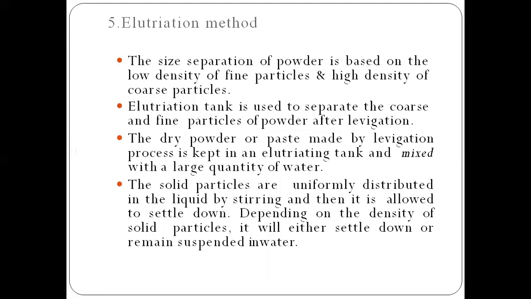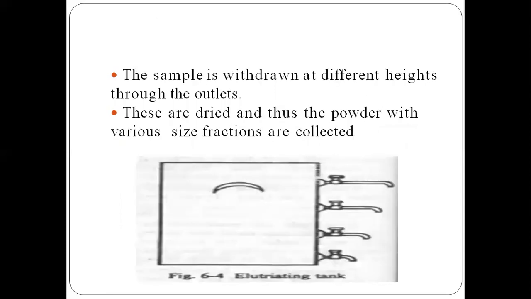The dry powder or the paste made by the levigation process is kept in the elutriation tank and mixed with a large quantity of water. The solid particles are uniformly distributed in the liquid by stirring, and then it is allowed to settle down. Depending on the density of the solid particle, it will either settle down or remain suspended in water. So this is a simple diagram of the elutriation tank.